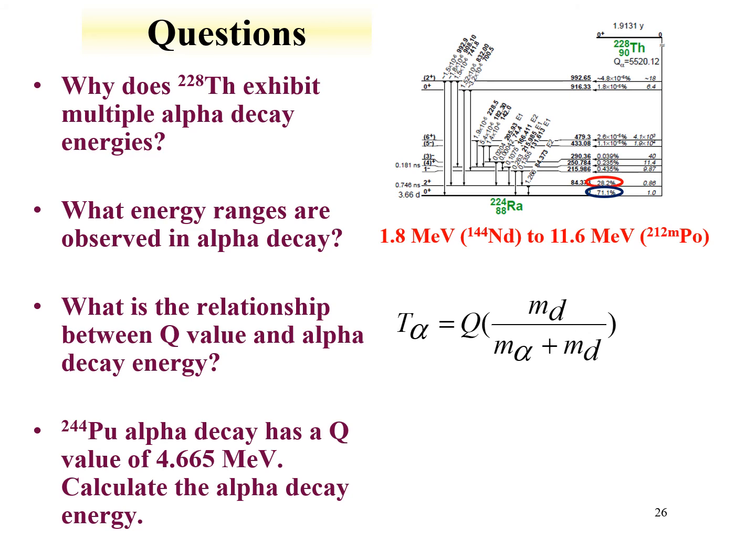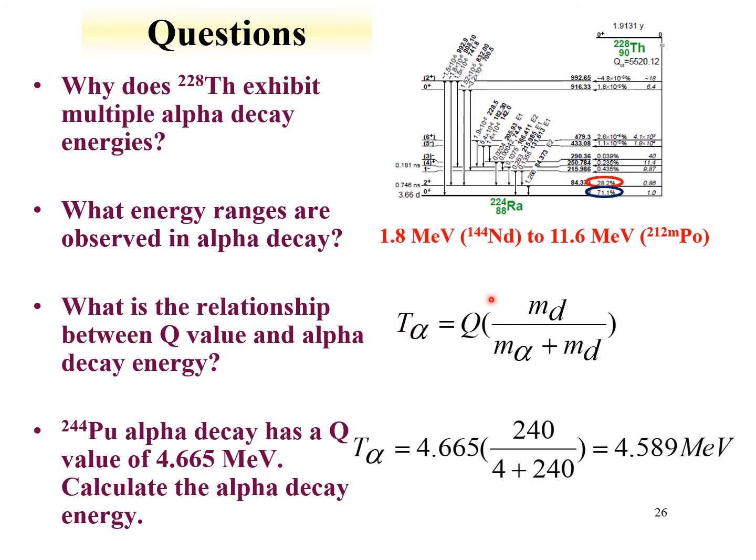So imagine that we want to determine the alpha decay energy for an isotope like plutonium-244. It has a Q value of 4.665 MeV. Find the alpha decay energy. Well, plug this value into the equation. There's our Q value.